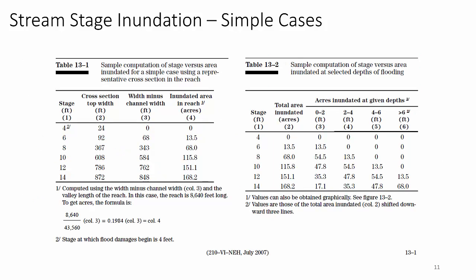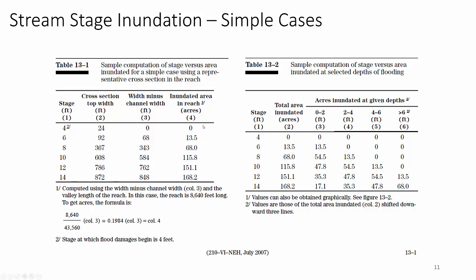A sample computation of a stream stage versus area inundation for a cross-section. Where we have stage, we have 4 columns here. We have stage, which is the height of the flow, 4, 6, 8, 10, 12, 14. We have cross-sectional widths, 24, 92, etc. As the water gets deeper, the cross-sectional width gets much larger because the floodplain opens up. You have the width minus the channel width. So we take out the channel width, which is 24 here. That's the first stage. And so all of these widths now are the widths of the out-of-bank area.